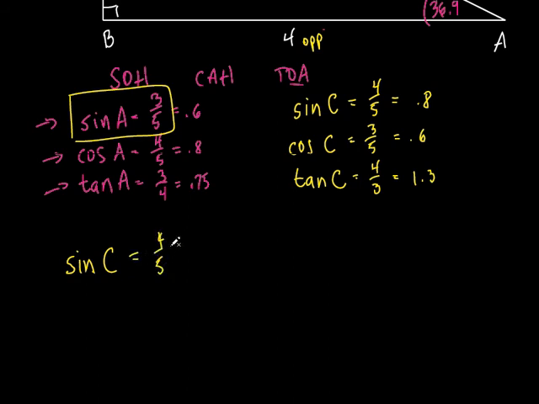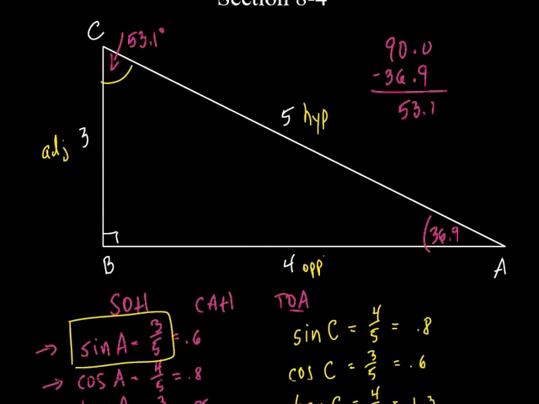All right. So what are we going to do to get C by itself? We're going to take the inverse sine of what? 4/5. So try that. Put that in your calculator and see what you get. Hit 4/5 equals, that's 0.8. Hit second function sine, and you should get something pretty close to 53.1. Do you?